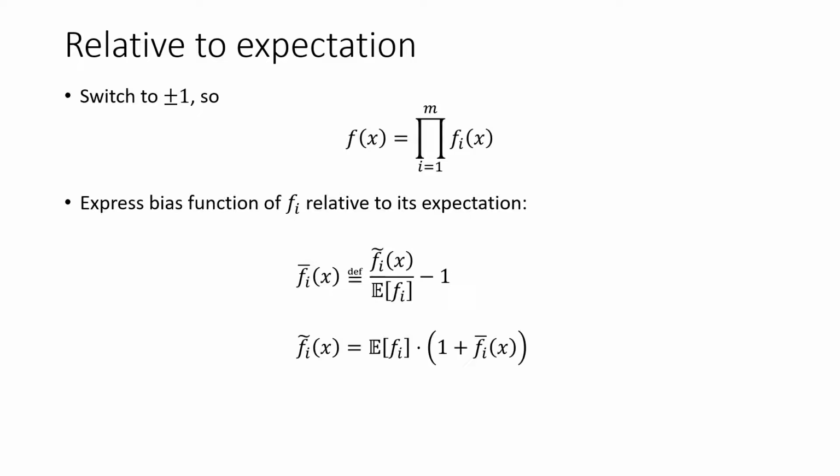All right, so altogether, here's the formula for the bias function of f. The bias function of f is the product of the bias functions of all the terms. So it's the expectation of f times the product over i of 1 plus fi bar.